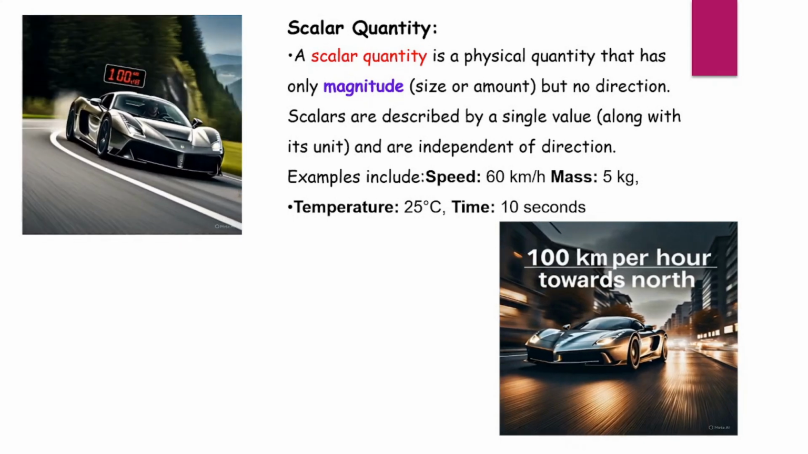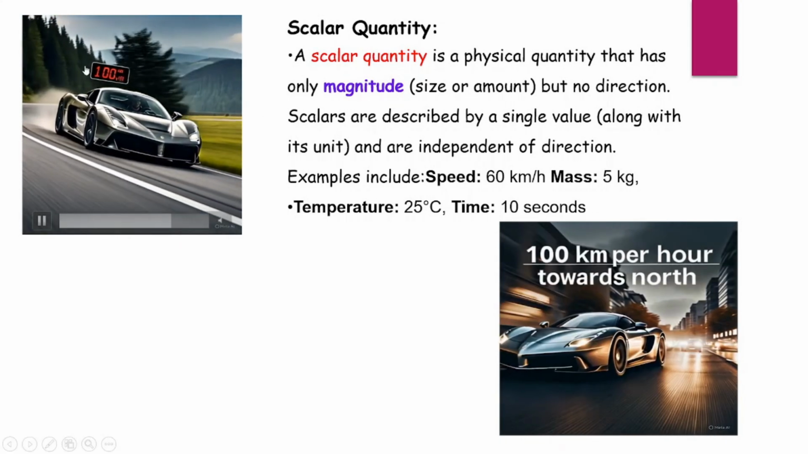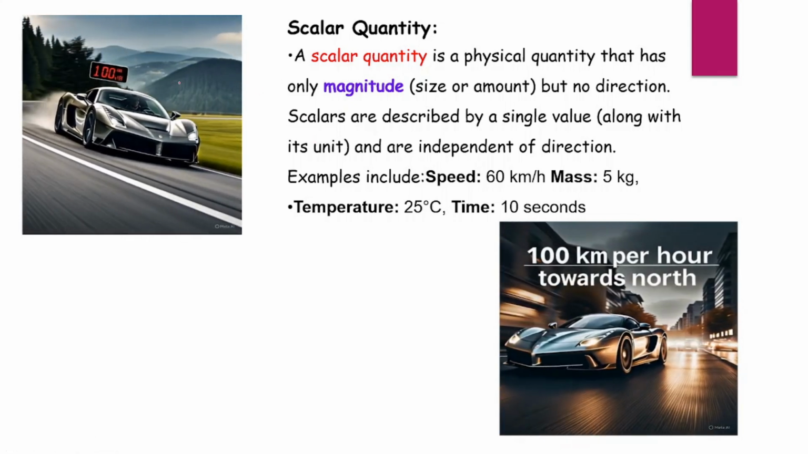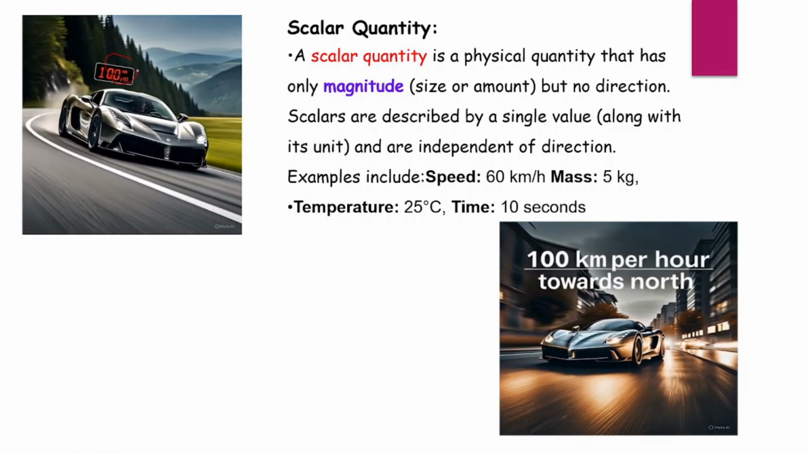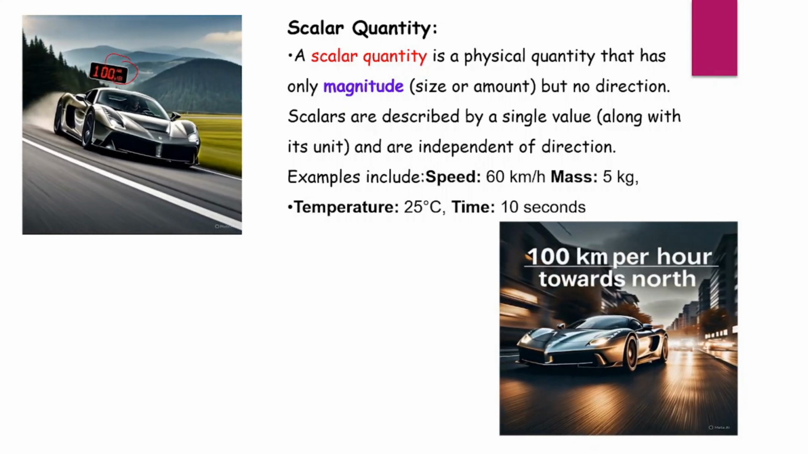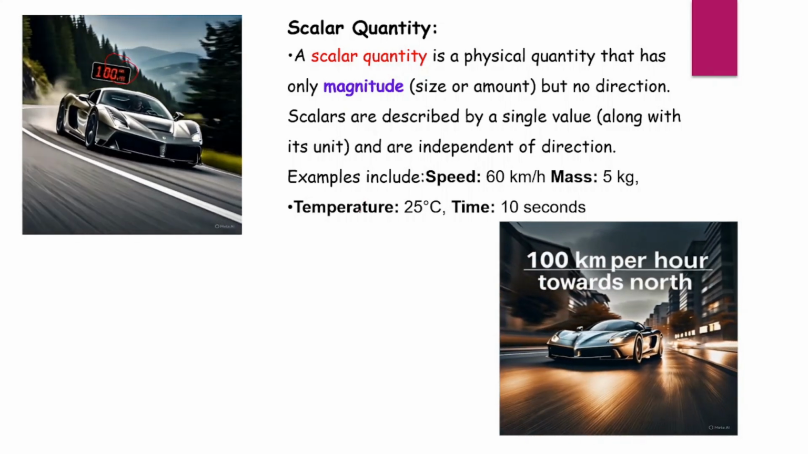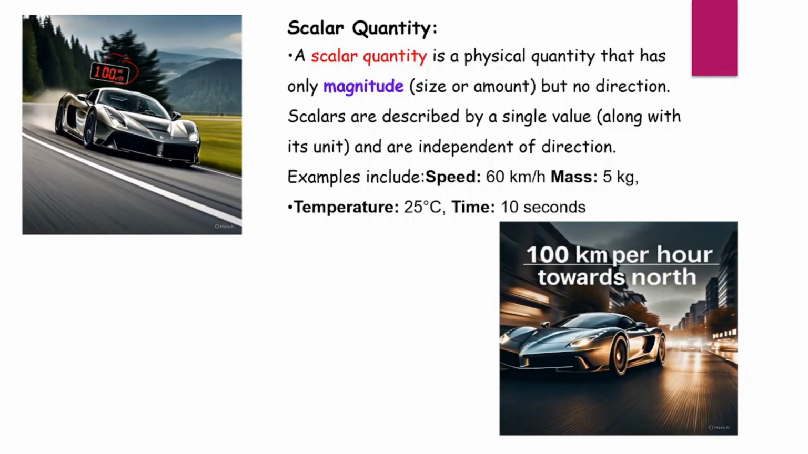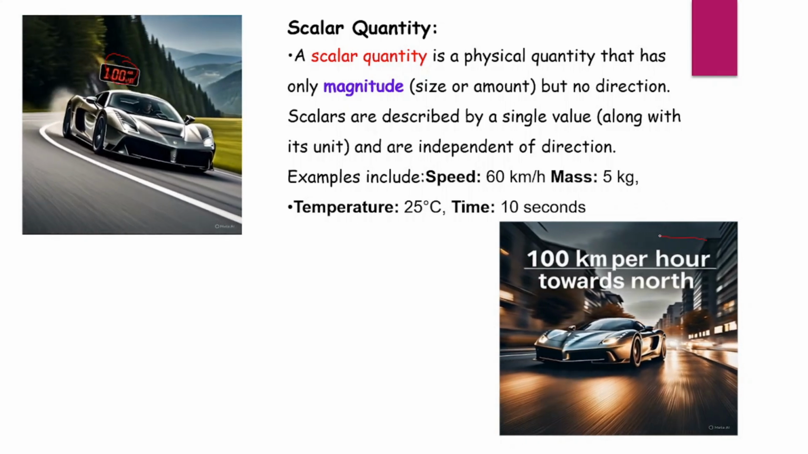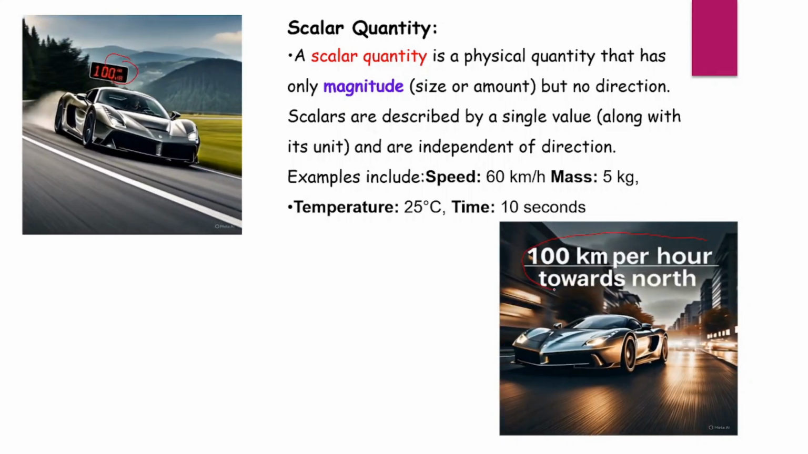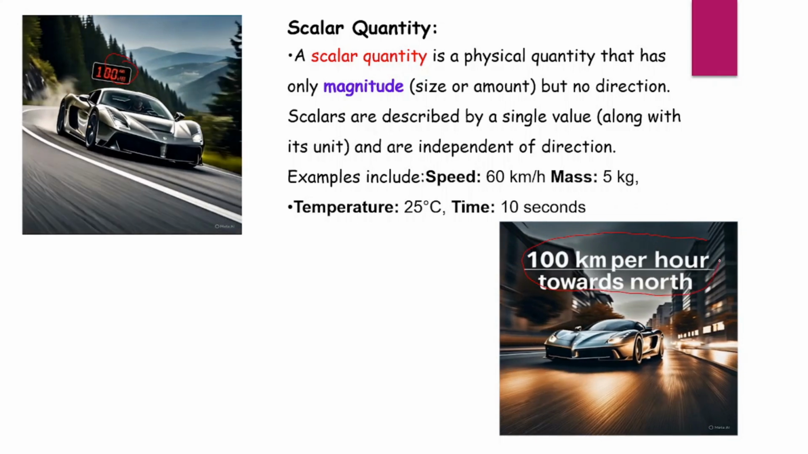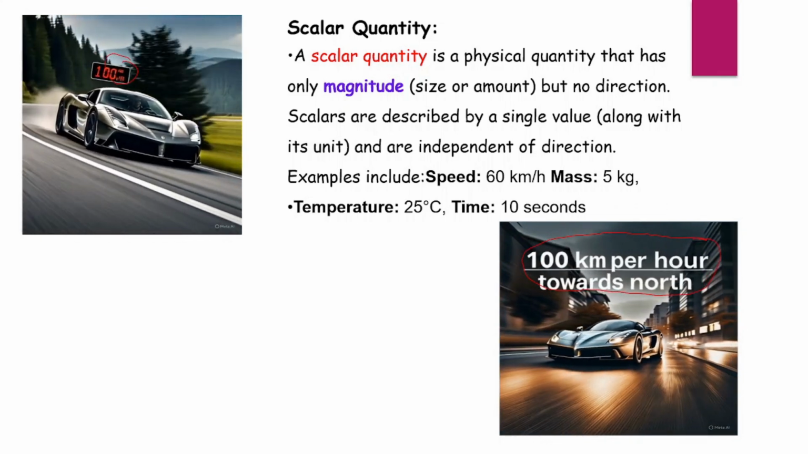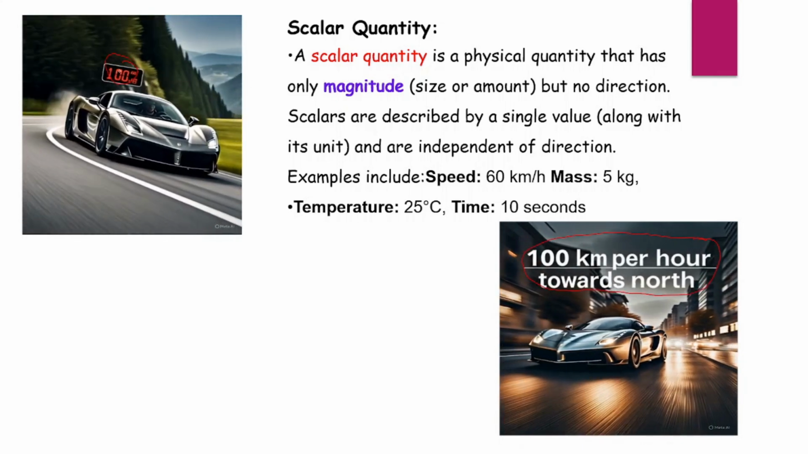When you closely observe, you can see above this car what we have written there. Here in this picture it is written 100 kilometer per hour, isn't it? But in this picture we have shown one more thing: 100 kilometer per hour towards north. So what is the difference between these two? All these things we will be coming across in this video.